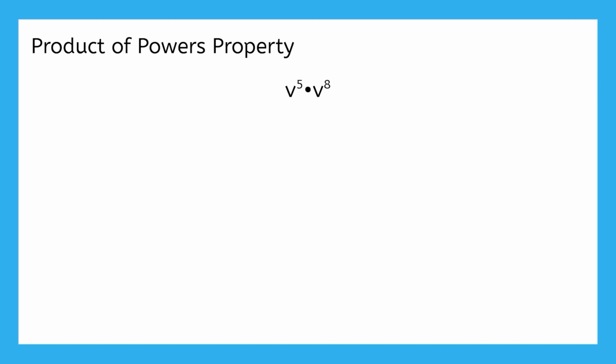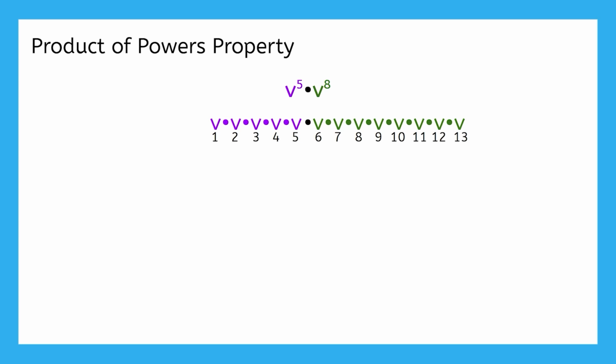Remember that an exponent tells us how many times to multiply the base times itself. So this first part means to multiply v together 5 times. And this means to multiply v together another 8 more times. That's a total of 13 times. How else could we represent multiplying v times itself 13 times? Yeah, v to the 13th.